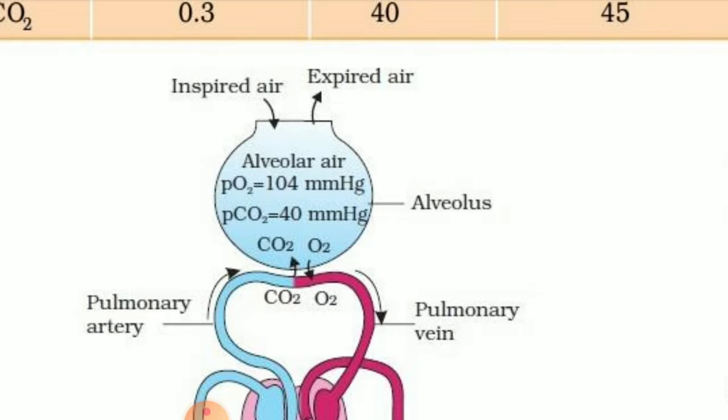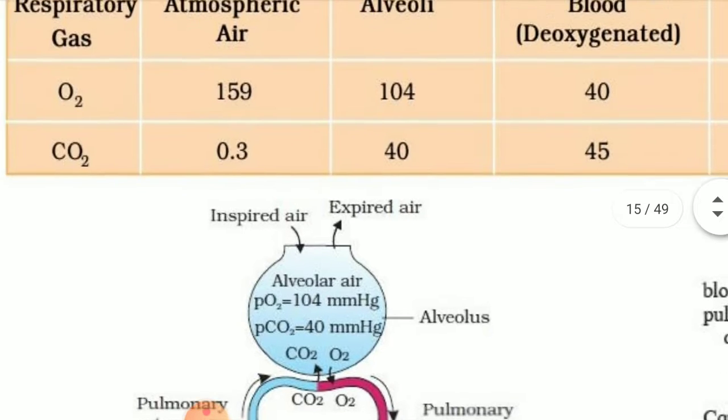If you observe within the alveolar air, the partial pressure for oxygen is 104 mm of mercury column. Always remember the pressure is calculated in terms of millimeters of mercury column. So within the alveolar air, the partial pressure of oxygen is around 104 mm of mercury column. Whereas in the case of carbon dioxide, the partial pressure in the alveolar air is around 40 mm of mercury column. So you can make out there is a difference.